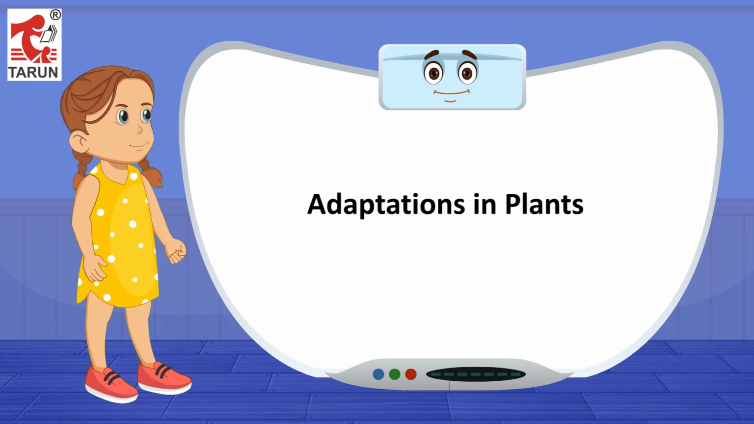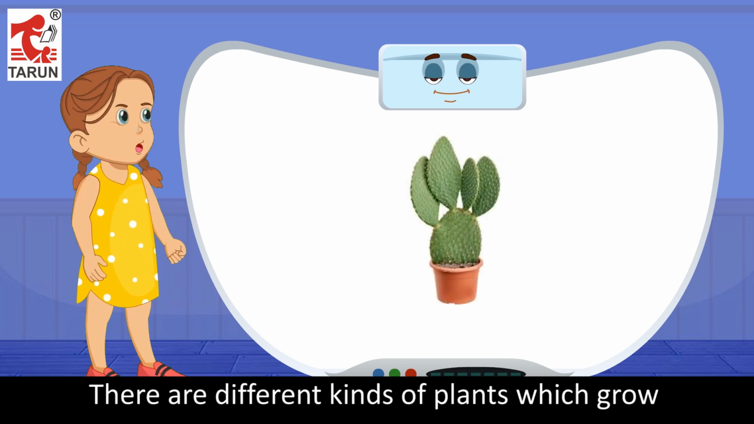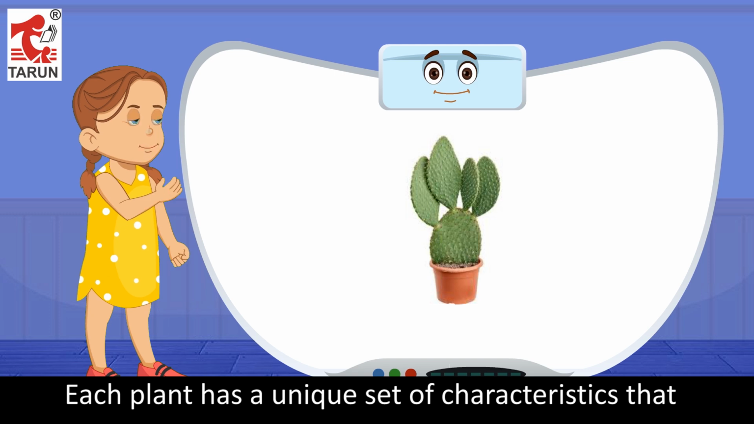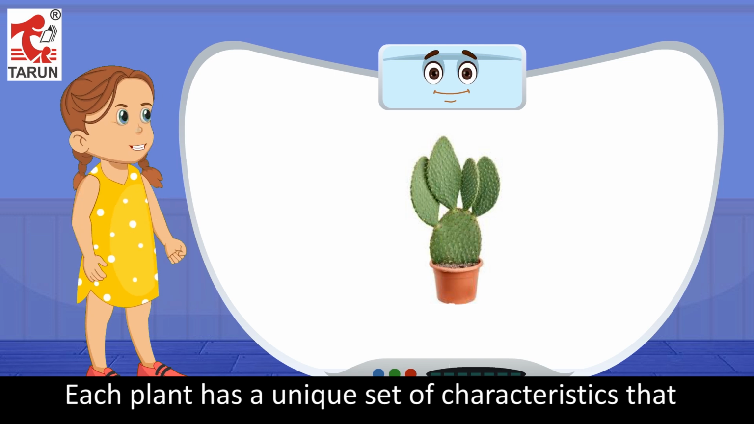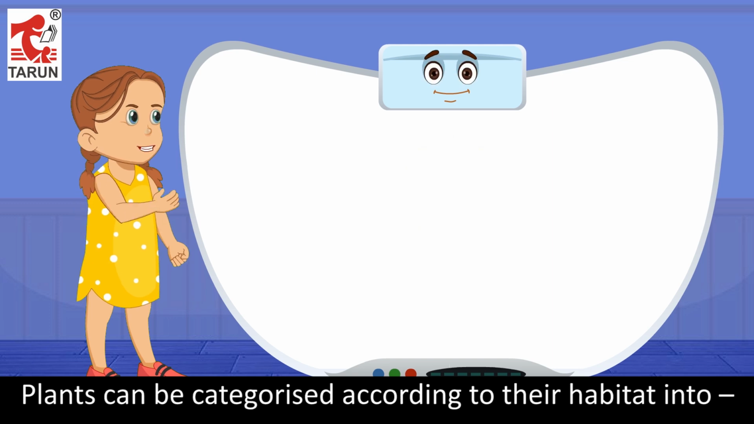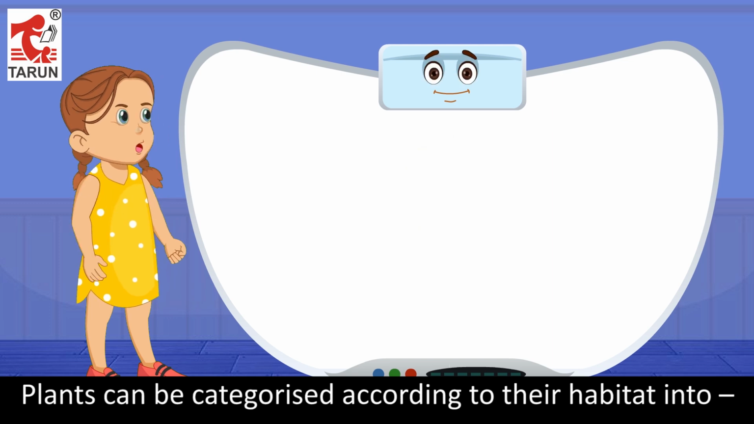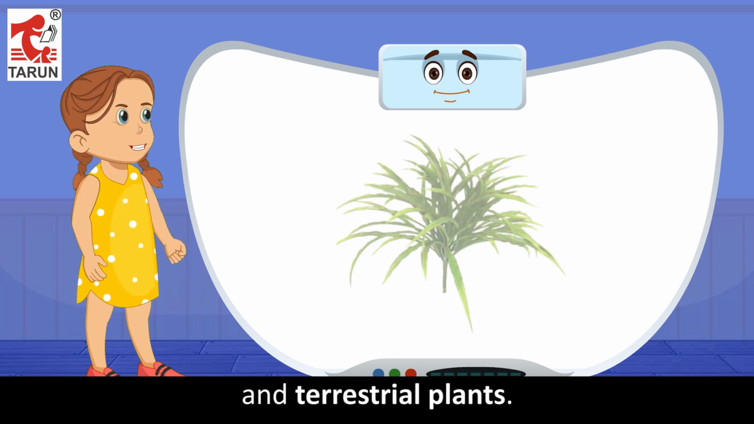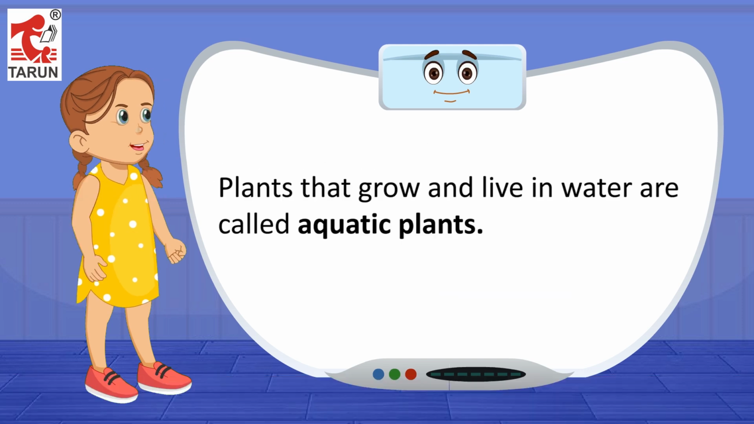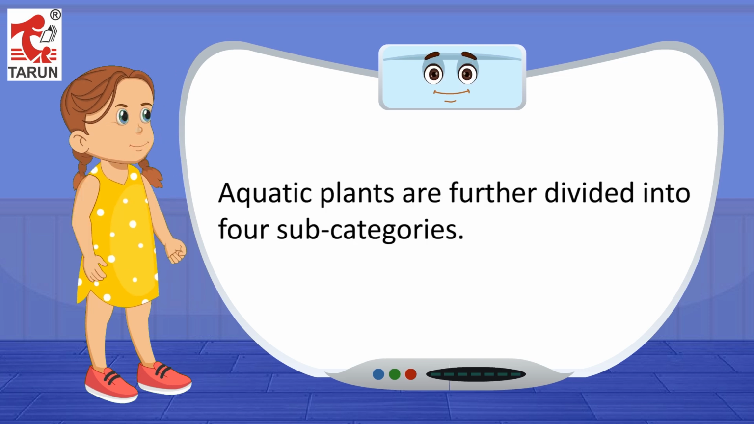Adaptations in plants. There are different kinds of plants which grow in different places. Each plant has a unique set of characteristics that help it to survive in that particular area. Plants can be categorized according to their habitat into aquatic plants and terrestrial plants. Aquatic plants. Plants that grow and live in water are called aquatic plants. Aquatic plants are further divided into 4 subcategories.